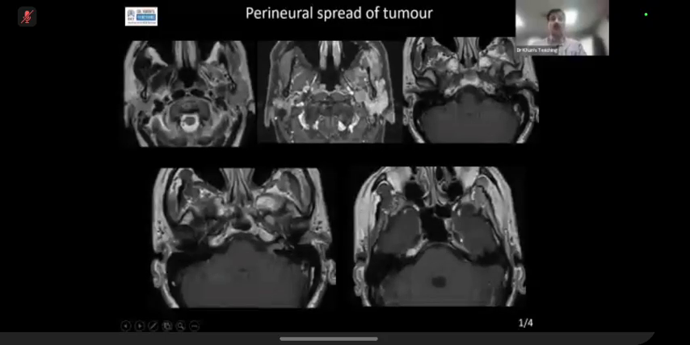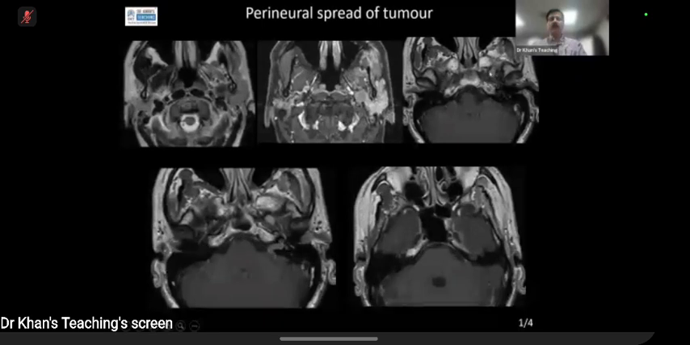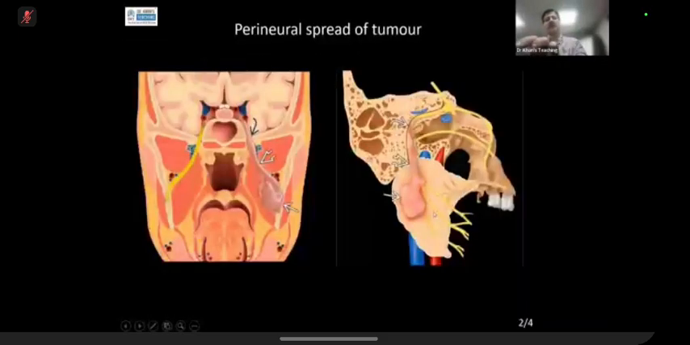So something else is happening. If you look carefully, because classically for head and neck, you should have a fat saturated sequence. It is not fat saturated, but what is happening is that there is perineural spread into the foramen ovale, which is going here, but not going more proximally. So if you see this picture, it tells you everything.